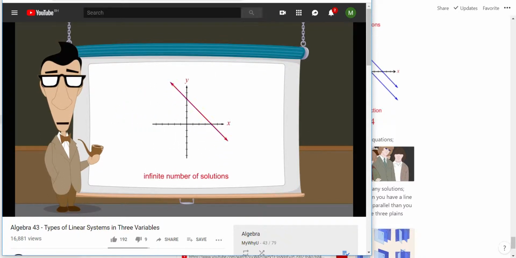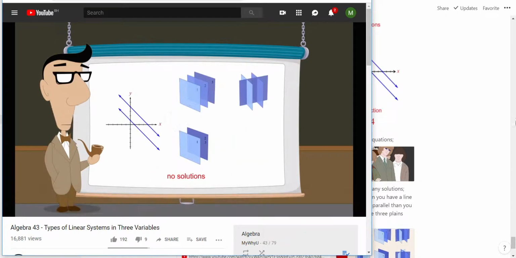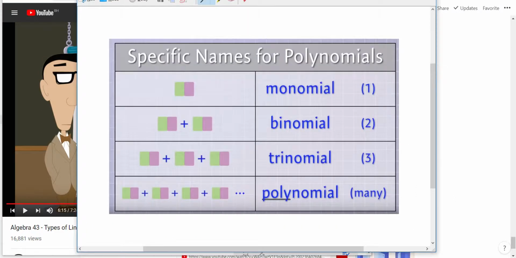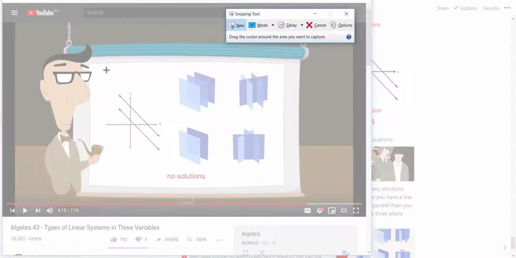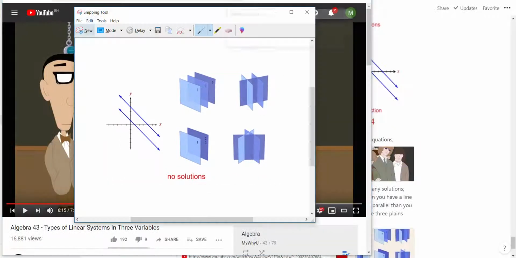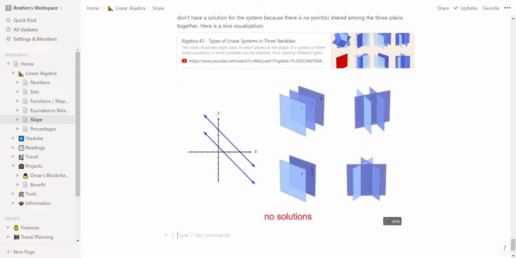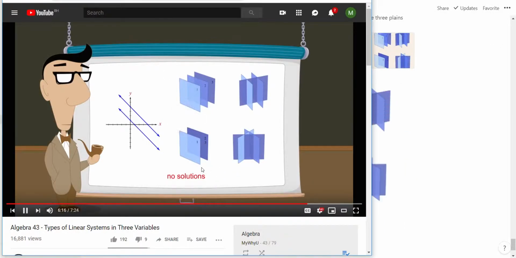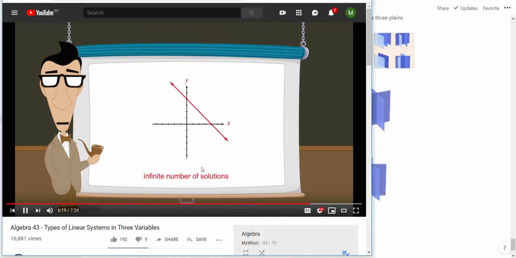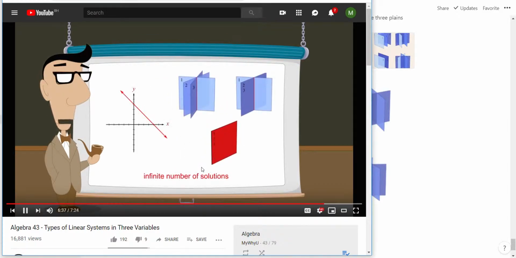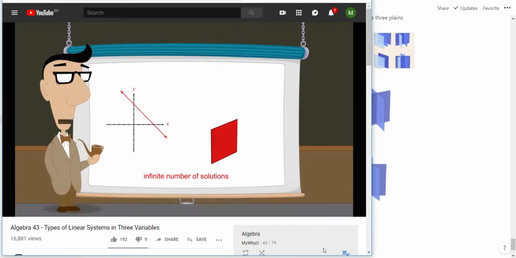An infinite number of solutions exist for systems in 2 variables when the 2 lines coincide, or for systems in 3 variables when the planes coincide or intersect along a line.